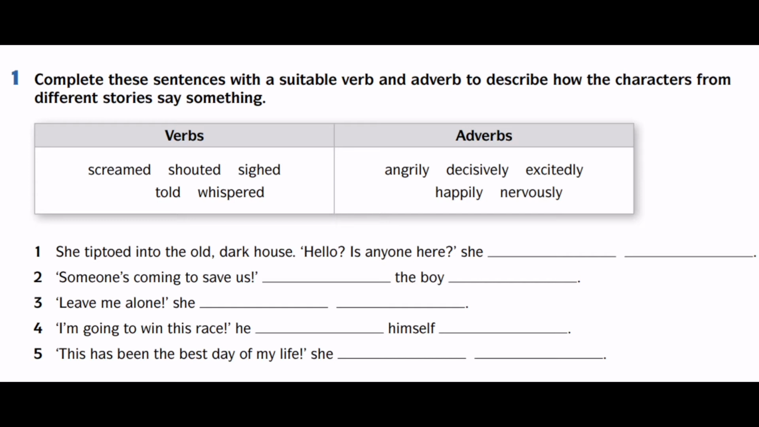Okay? For example, the first one: she tiptoed into the old dark house. So, think about it. Which one? She tiptoed. So, dia dengan langkah dengan berhati-hati tu kan? Takkanlah dia nak scream kan? Takkan nak shouted. Okay? So, think about it. Now, let's discuss the answers.